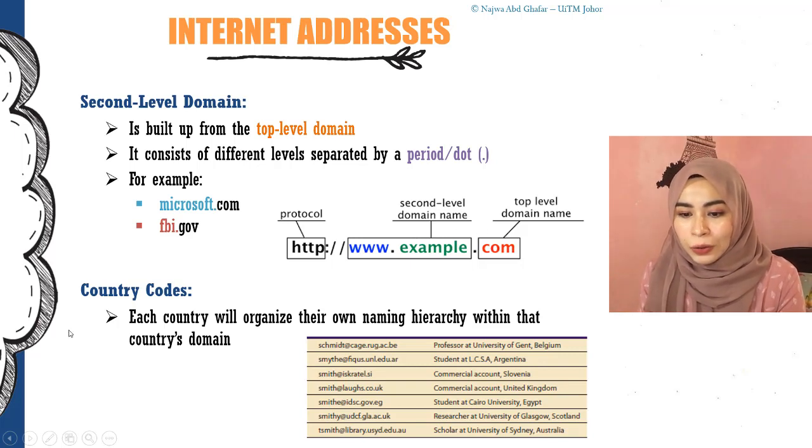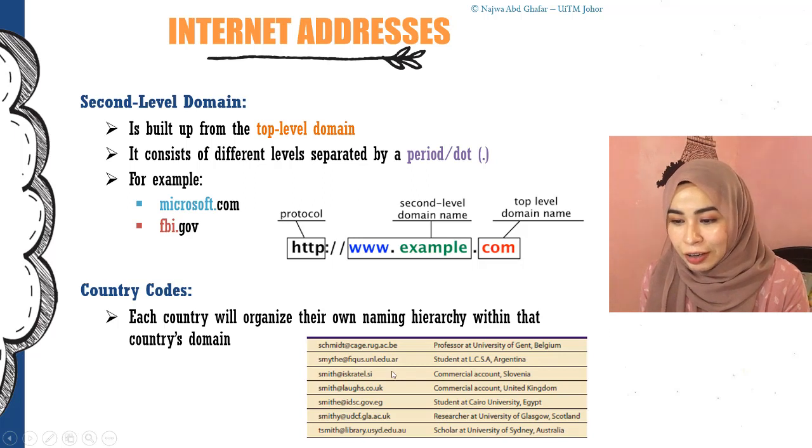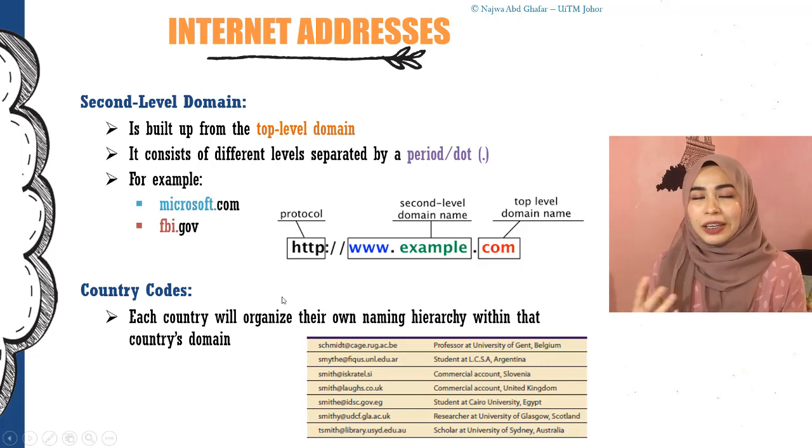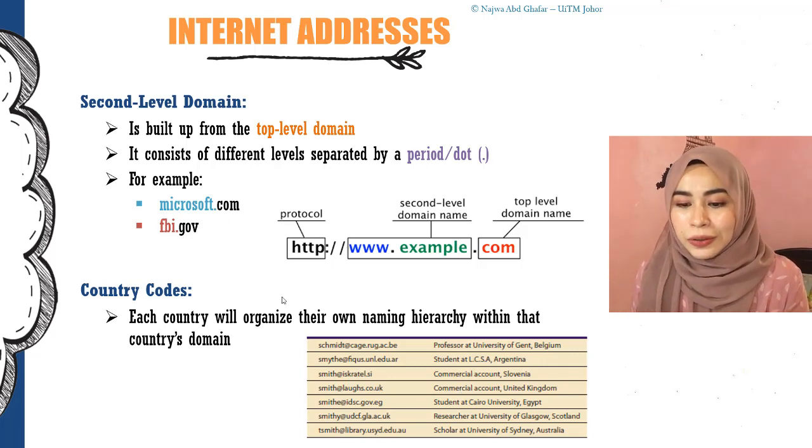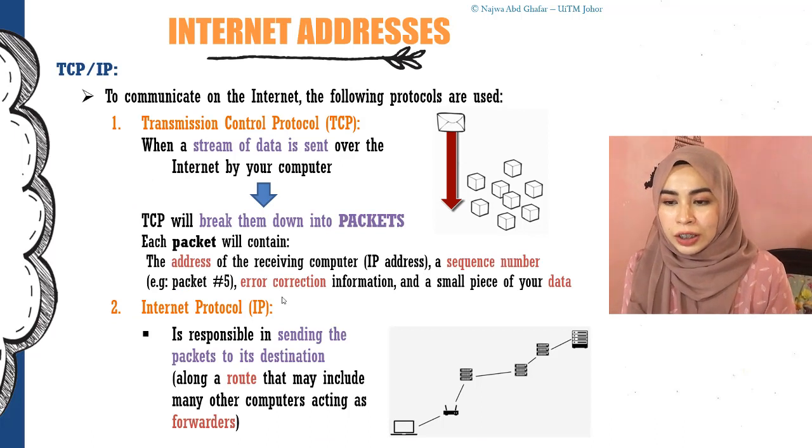All right, so you also have country code. Like I've said, if you have .my, it means Malaysia. If you have .uk, then it means the UK. If you have, I don't know, .si, then it means Slovenia. .eg means Egypt. So each country will have their own country code. Okay, now moving on.